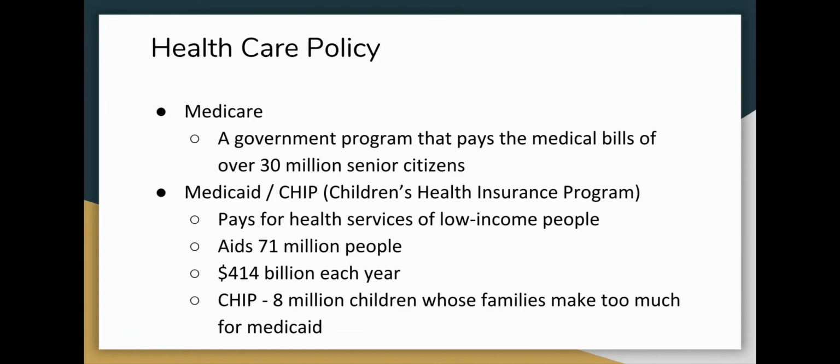With Medicare, it's a government program that pays the medical bills for senior citizens that can't afford it. Medicaid is a program that pays for low-income people and their health services. And I've thrown in CHIP, or Children's Health Insurance Program. That applies. Essentially, it's Medicaid for children.